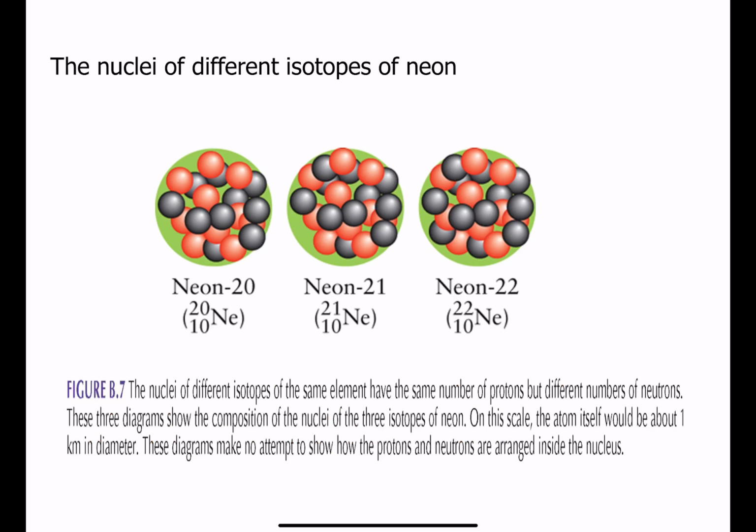So here are some actual pictures of what we can imagine the nuclei of these different isotopes of neon to look like. If we have neon 20, we would expect there to be 10 protons, 10 neutrons in the nucleus, and 10 electrons outside the atom. Here's a picture of the nucleus with the balls representing protons and neutrons. And we see that as we add more neutrons, the mass goes up by 1.